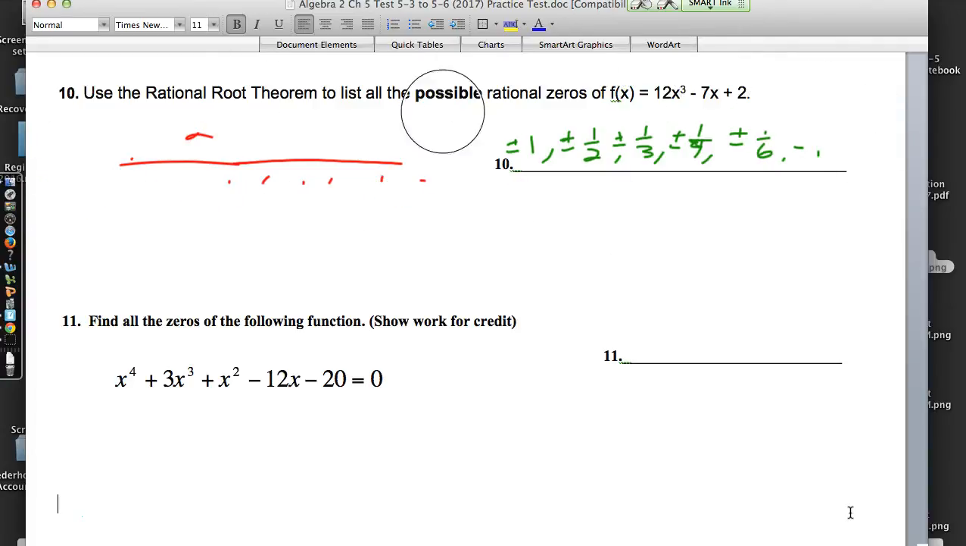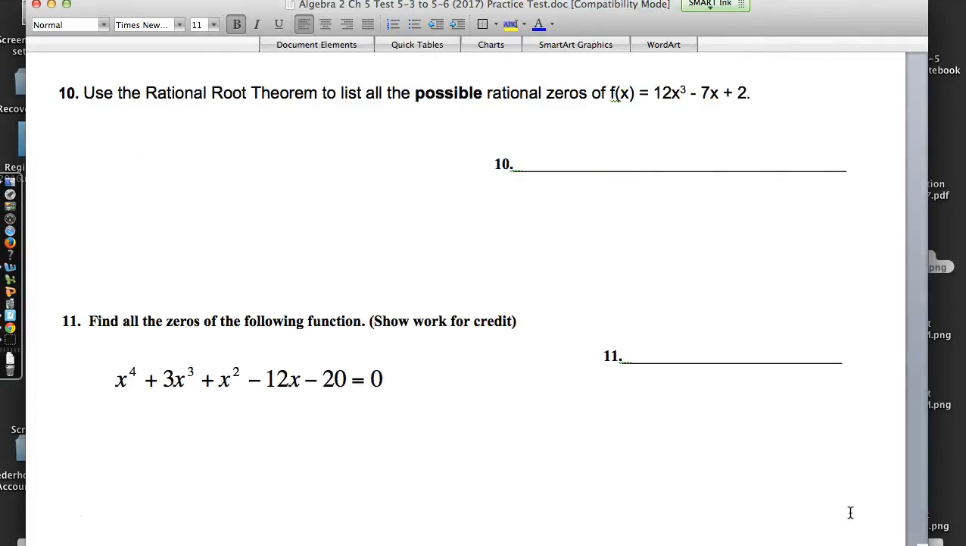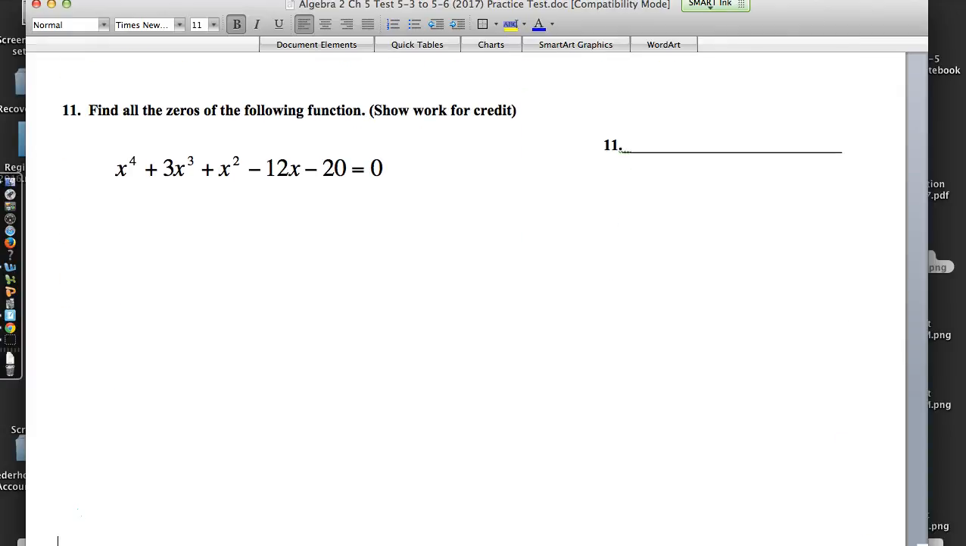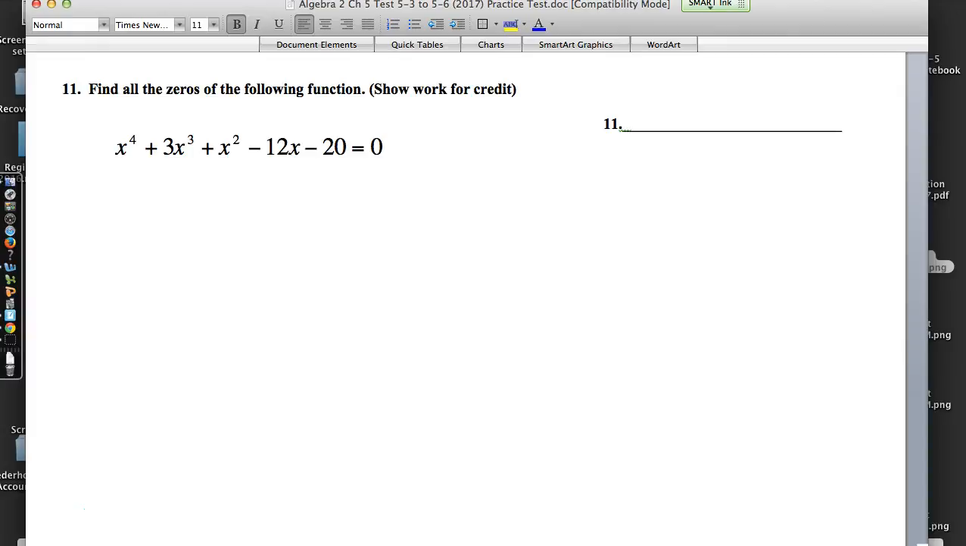That looks like a mighty big problem there. So let's see. Find all the zeros of the following function. And like it says, you've got to show work for full credit.